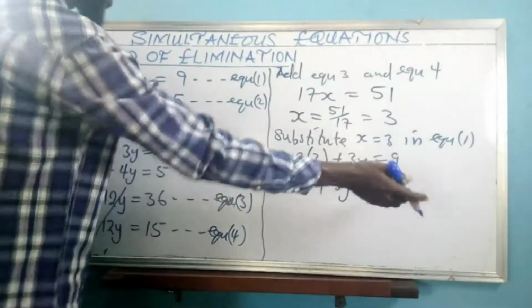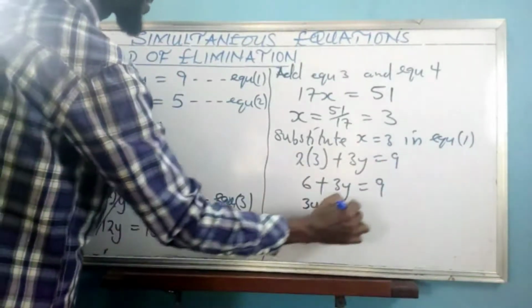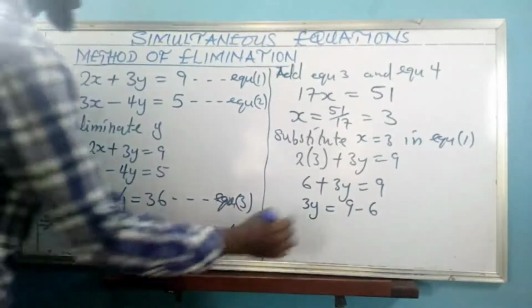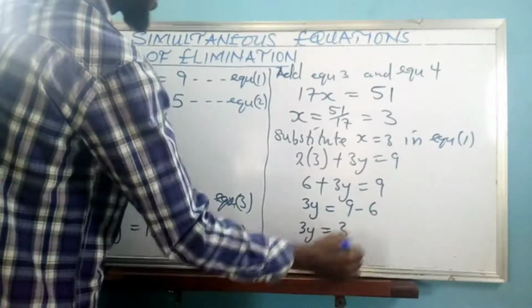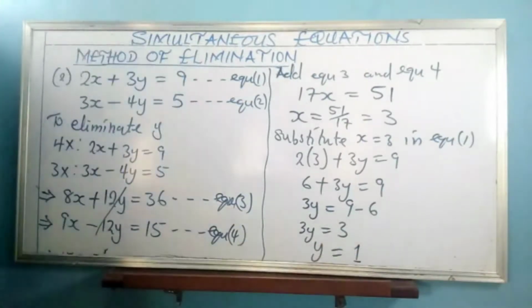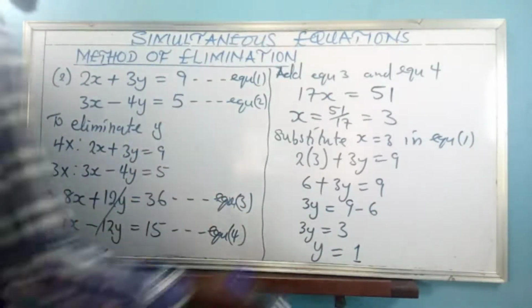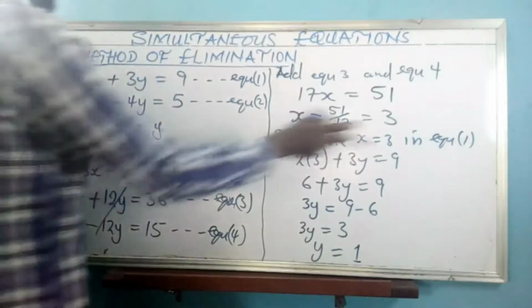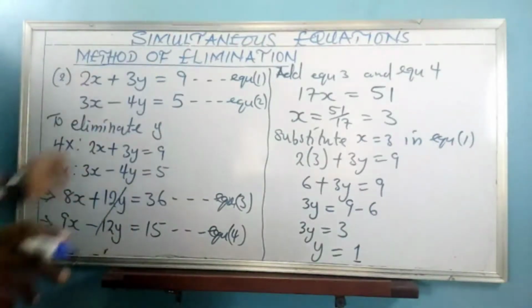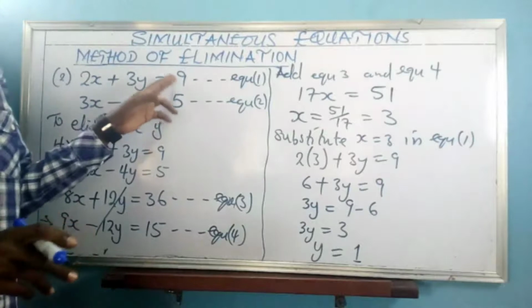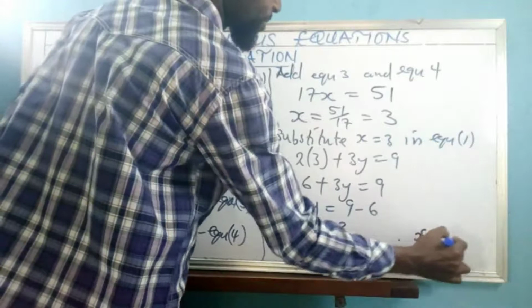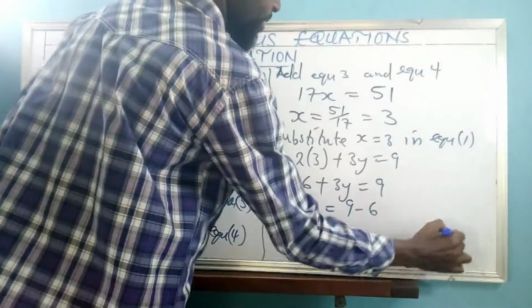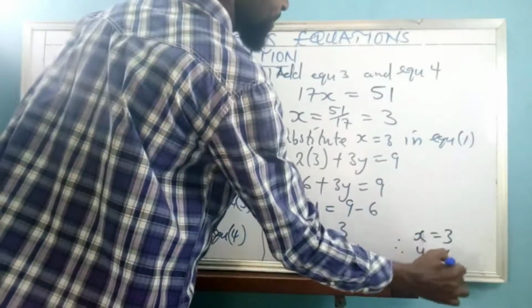6 is going to the other side to do what? Subtract. That's very good. So you now have 3y is equal to 3, and then y is equal to 3 divided by 3, which is 1. y is equal to 1. If you want to check it, just put your x and your y in the equation, and you must get the right and left sides equal. Your answer must give you this if you are correct. So therefore, x is equal to 3 and y is equal to 1.